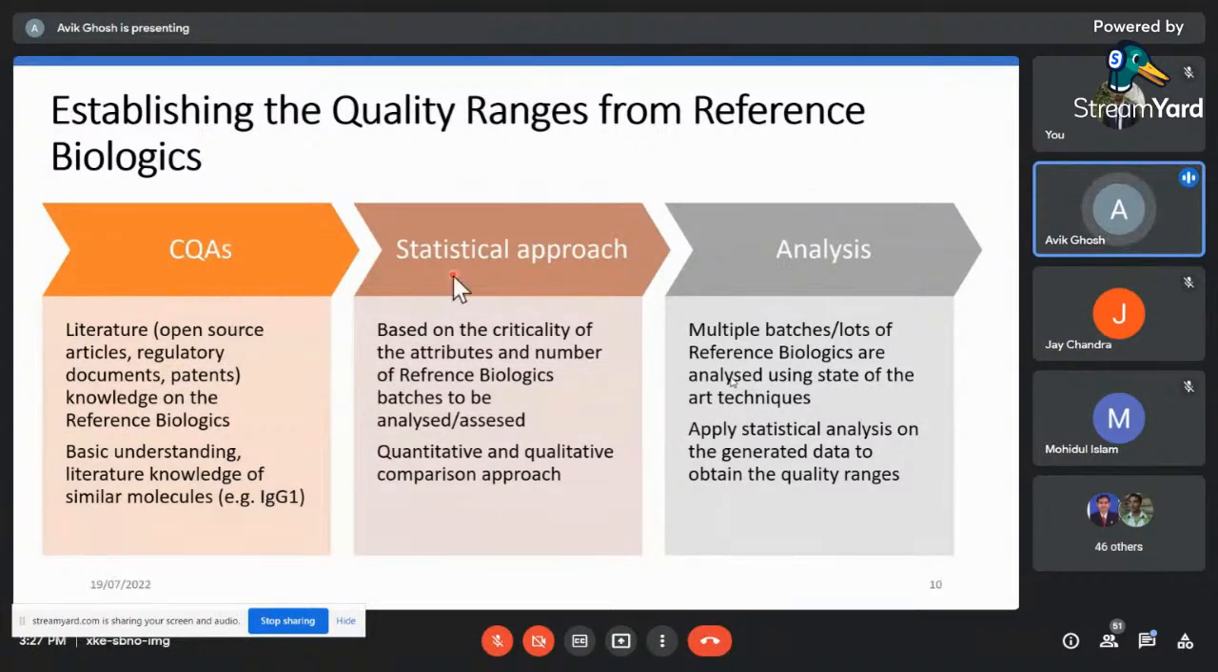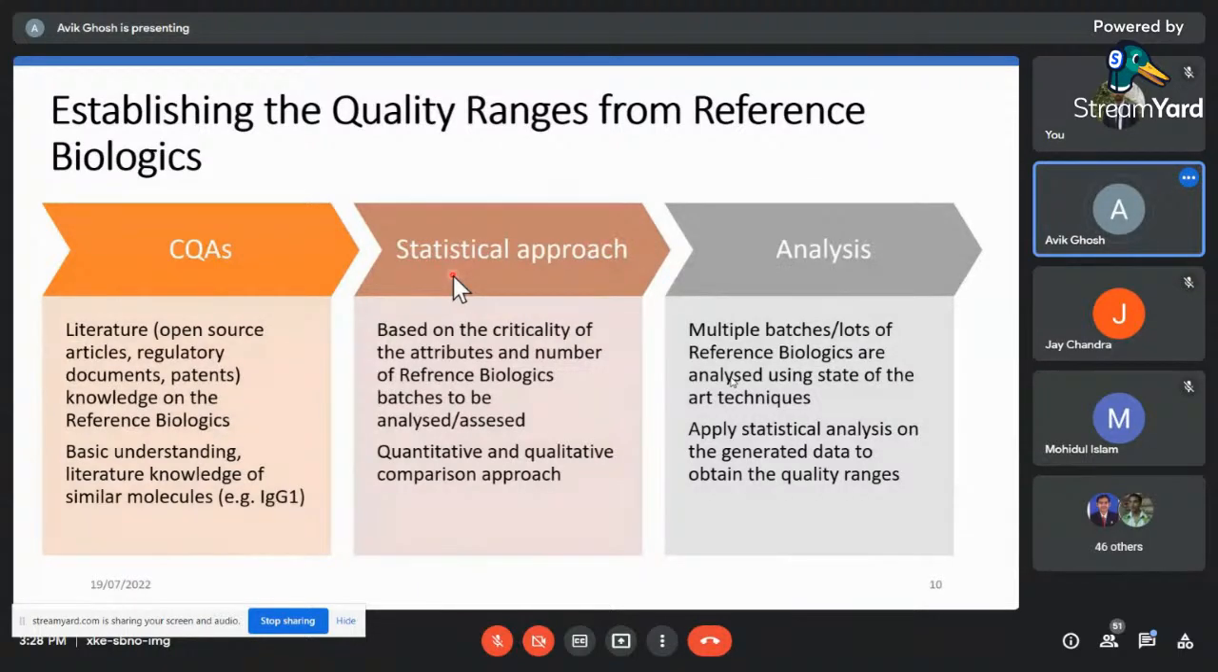Then set up a statistical approach. Basically you will analyze many reference biologics batches. And as I mentioned, these are very complex products. Even the innovator will not be able to hit the same thing all the time. Say we are talking about aggregate. In one batch of the innovator product it might be 0.2%, in one batch it is 0.3%, in one batch it is 0.4%. So what should I target?